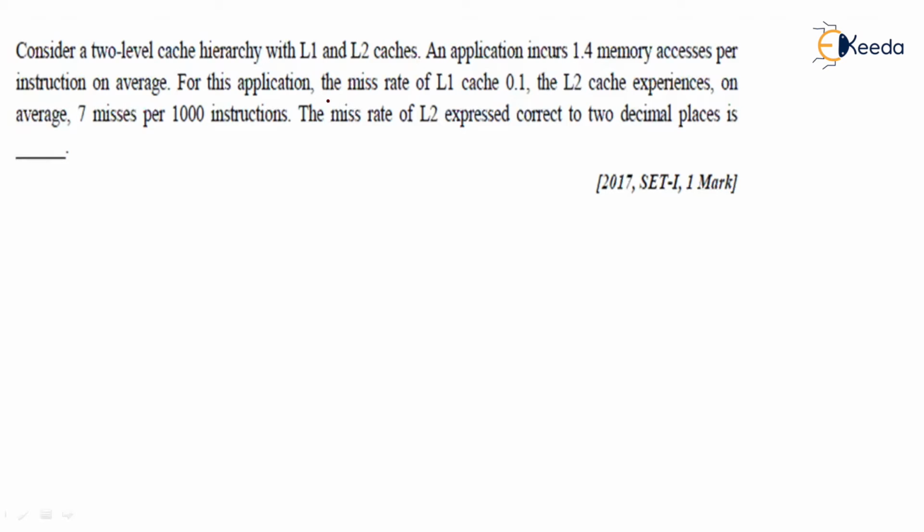Okay, for this application, the miss rate of L1 is equal to 0.1. L2 cache experiences on an average 7 misses per 1000 instructions. Now, what is the miss rate of L2? Let us have a look at it. This question is talking about 1000 instruction execution. So the application does contain about 1000 instructions. Okay, now let us solve this.